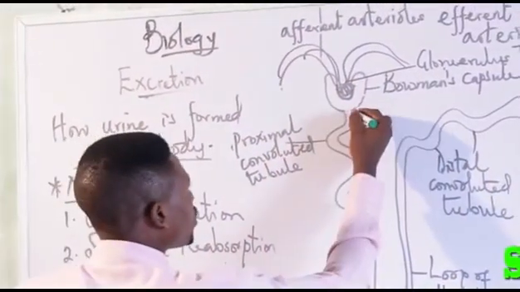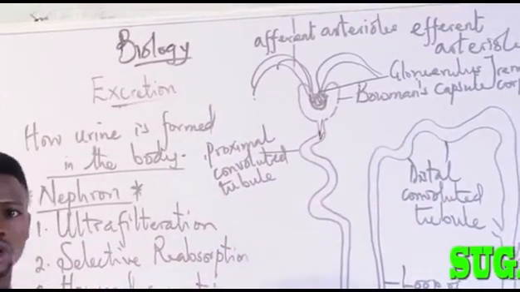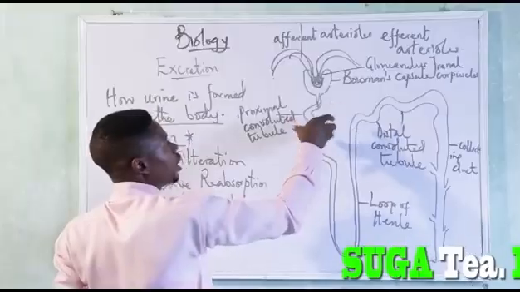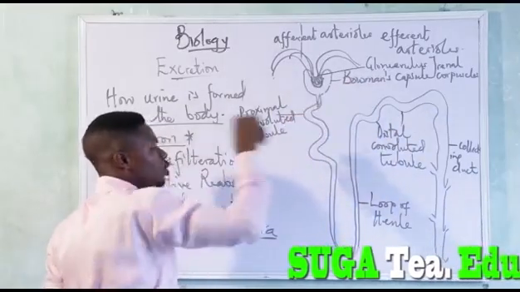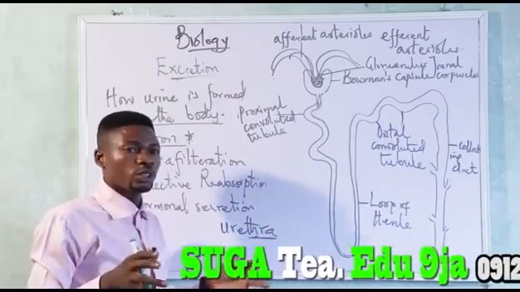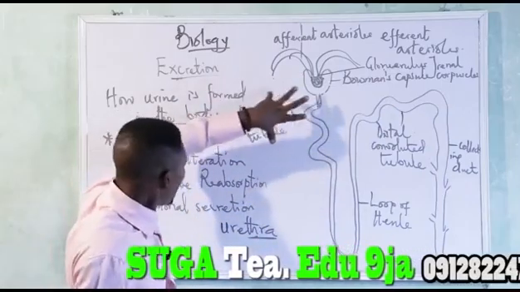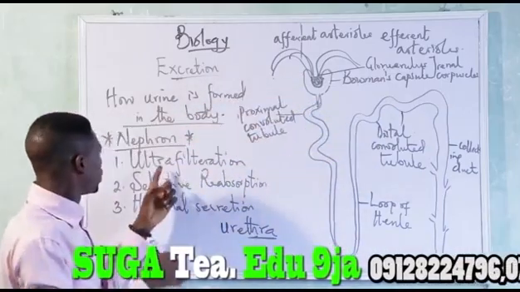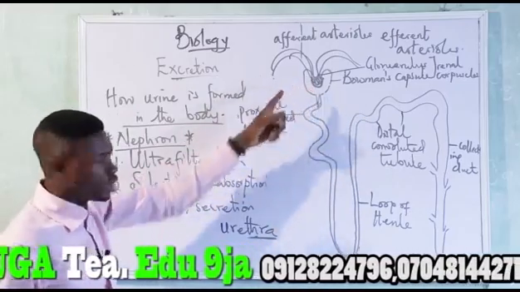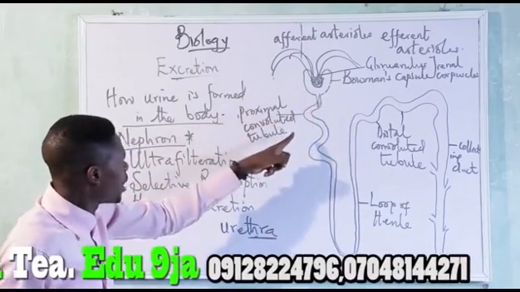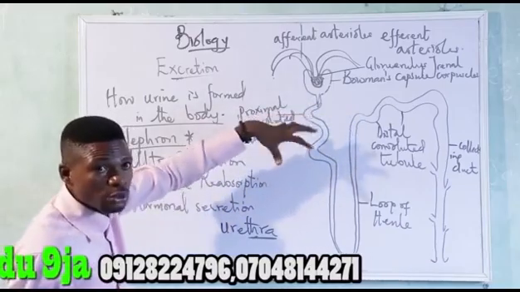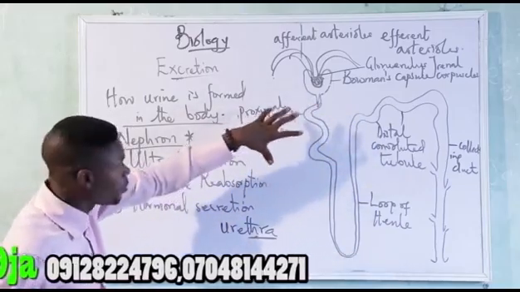And once it filters, it goes down. It goes down out from the Bowman's, the renal corpuscle. You have it going through into the proximal convoluted tubule. It is at this proximal convoluted tubule that you will now have reabsorption. Now, know that the ultrafiltration process has been taken care of by the renal corpuscles. Now, the materials go into the proximal convoluted tubule, and absorption is taking place already now.